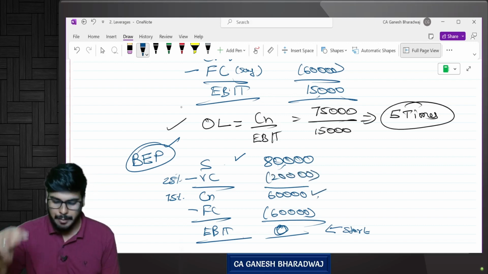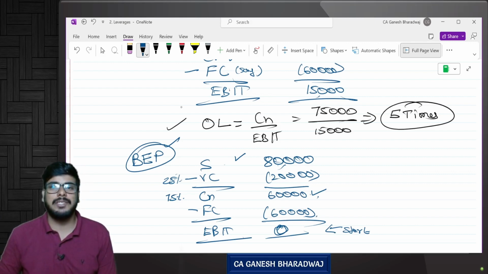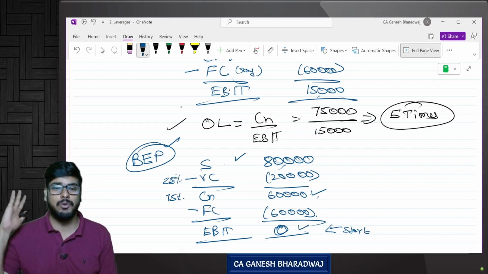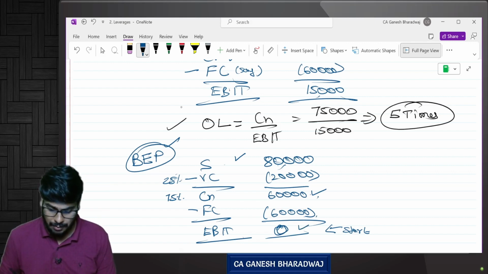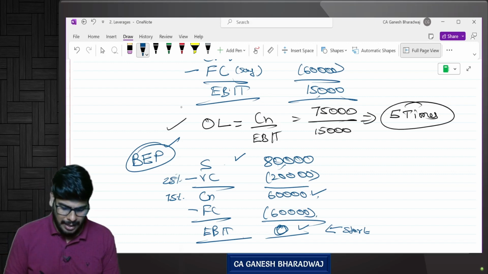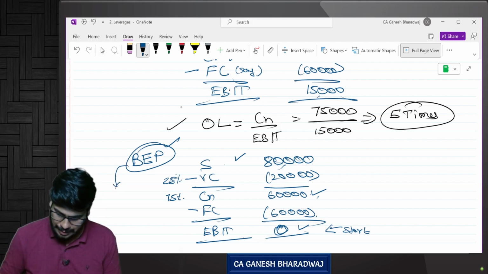So you will make a contribution of how much? You will make a contribution of 60,000, and exactly your fixed cost will be recovered, and you will end up in a no profit, no loss scenario. Are you clear with this, guys? Or in other words, break-even point I can find out directly. How can I find out? It is nothing but fixed cost divided by PV ratio, right?